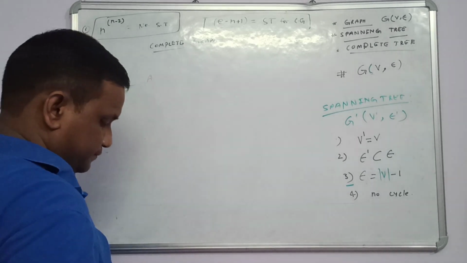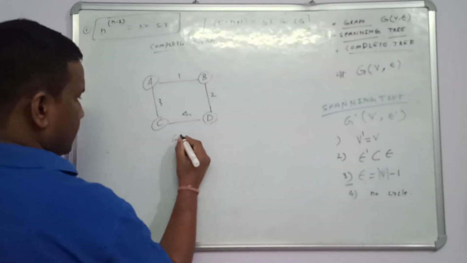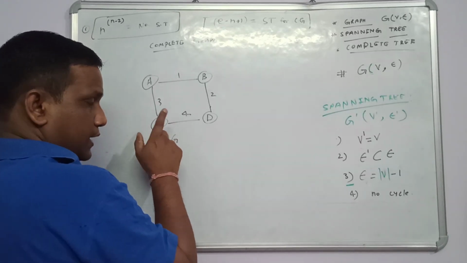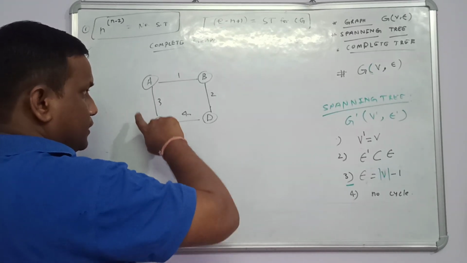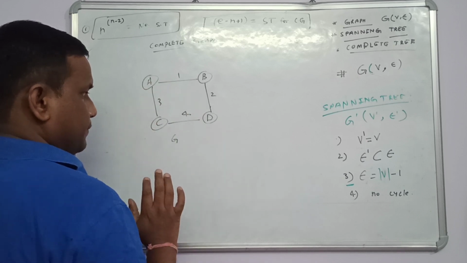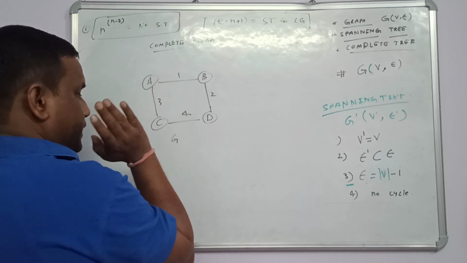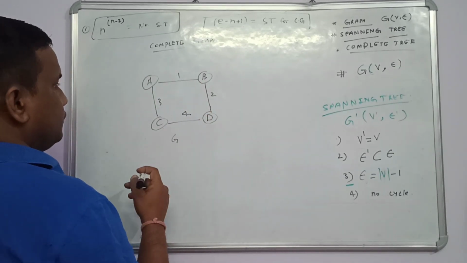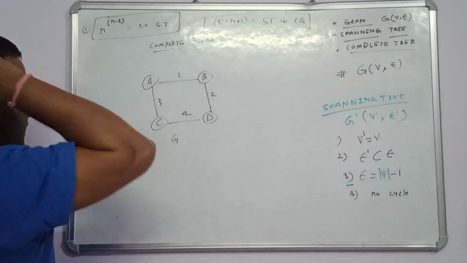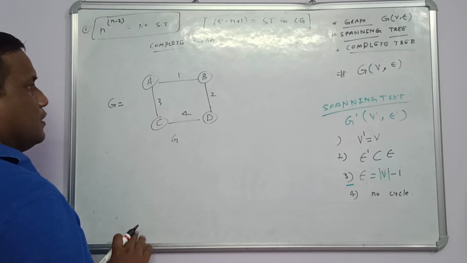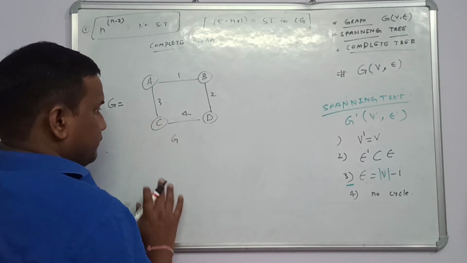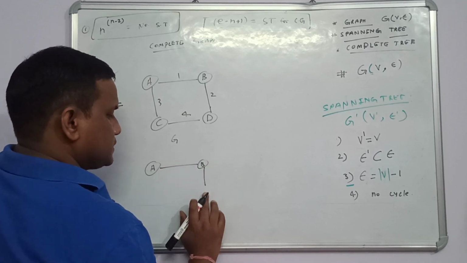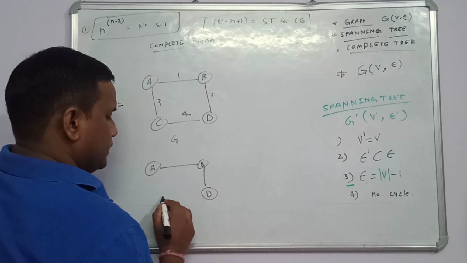Let's suppose we have a graph given, and this graph is undirected, not directed. Okay, there is no direction given between the edge connections, that's why it is an undirected graph. And each edge has some weight: 1, 2, 3, 4. Now form a spanning tree from this graph. A is connected to B, and B is connected to D and C.